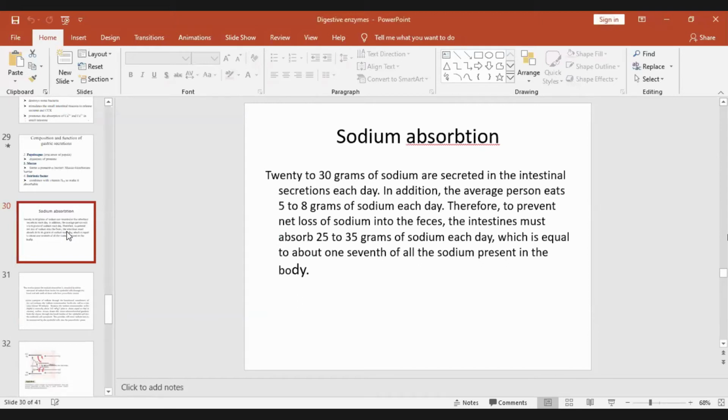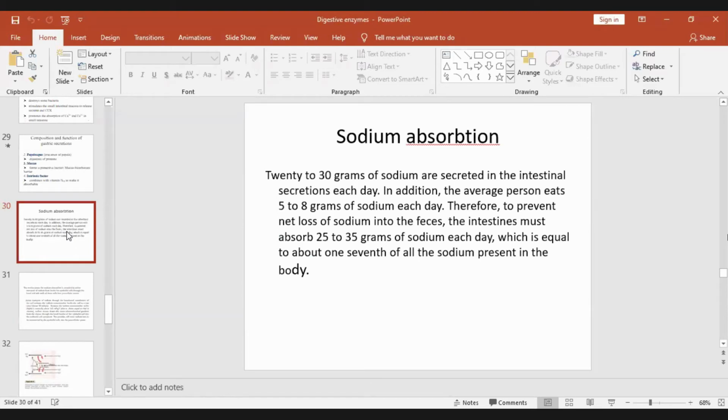So 20 to 30 grams of sodium are secreted in the intestinal secretion each day. And a person generally eats only 5 to 8 grams of sodium each day. So to prevent net loss of sodium into the feces, the intestine must absorb generally 25 to 35 grams of sodium each day, which equals 1/7 of all the sodium present in the body. That is, about 1/7 of the total sodium in the body needs to be reabsorbed through the GI tract.